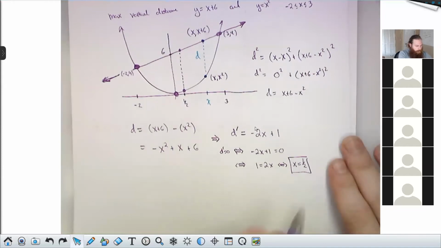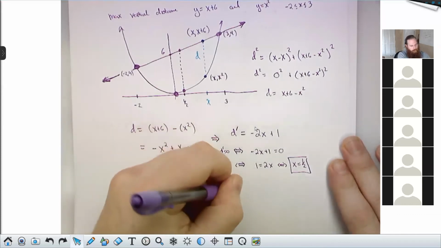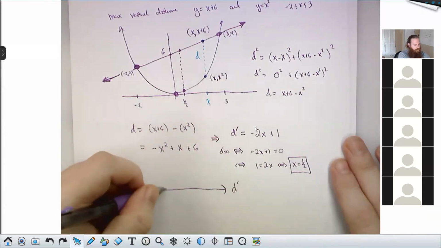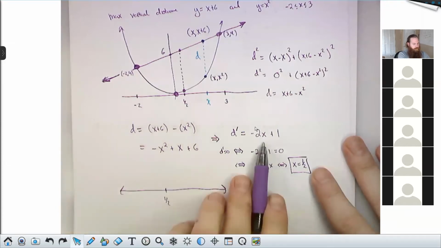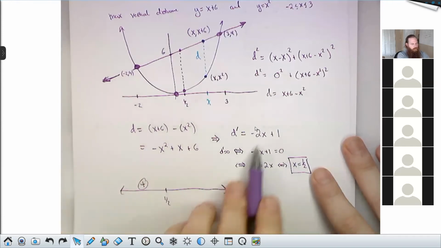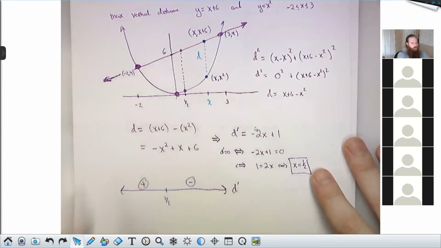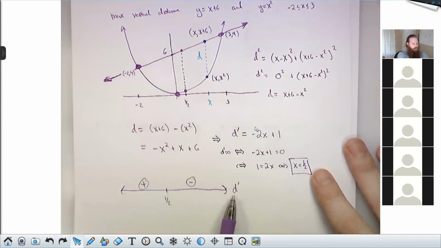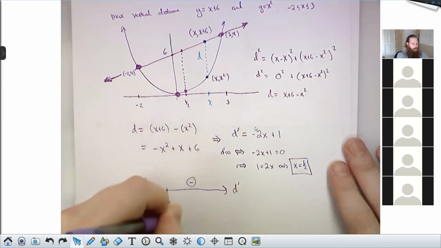So I suspect 1/2 is the sweet spot, but we should check by making a number line. If I plug in something to the left of 1/2, like 0, I get 1. If I plug in something to the right of 1/2, like 1, I get -2 + 1 = -1. So we are increasing everywhere to the left of 1/2 and decreasing everywhere to the right of 1/2, which means certainly x equals 1/2 is the absolute max.